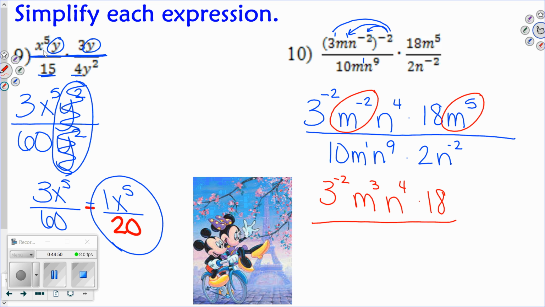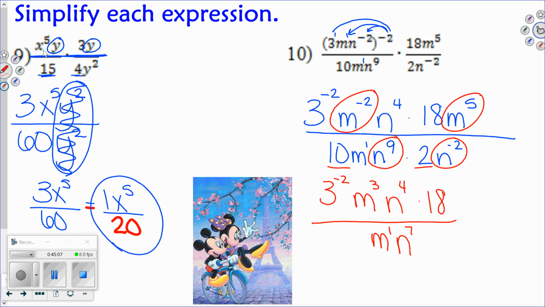All right, let's clean up the bottom. Anything down there that can go together? We have n's. All right, that's going to give me n to the 7th. I still have an m to the 1st.